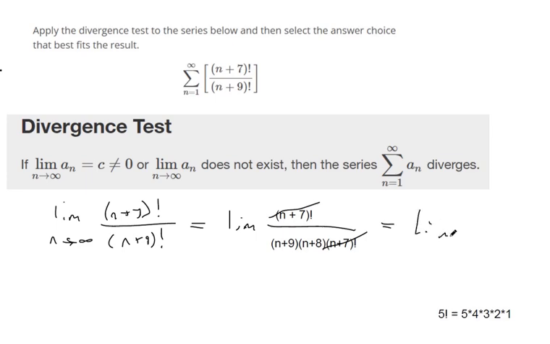So we're looking for the limit as n goes to infinity of 1 over n plus 9 times n plus 8. And we remember from Calc 1 that this limit is going to be 0 because as n goes to infinity, the numerator stays 1, the denominator gets really big. So 1 divided by a really big number, we're getting closer and closer to 0.